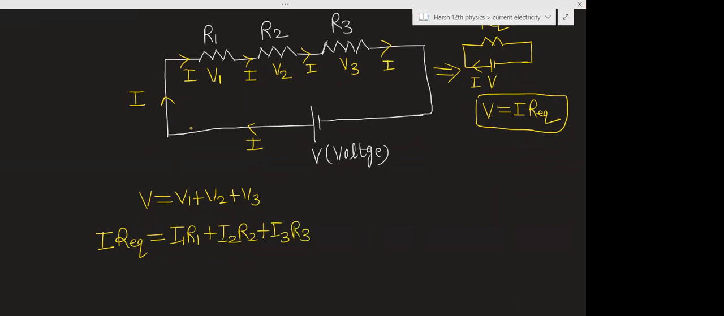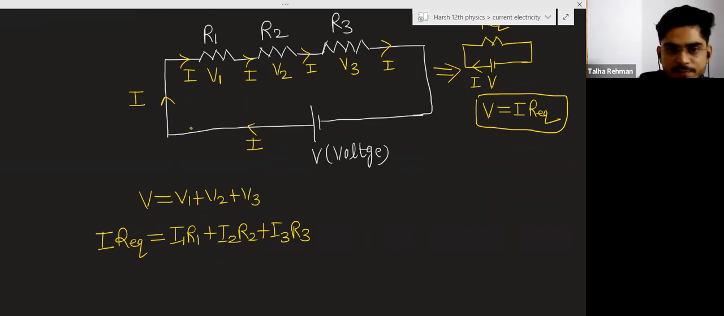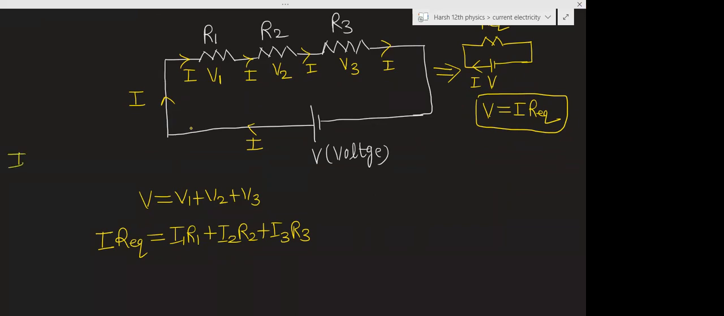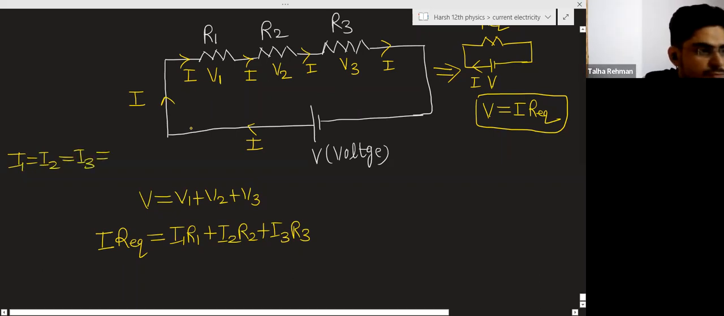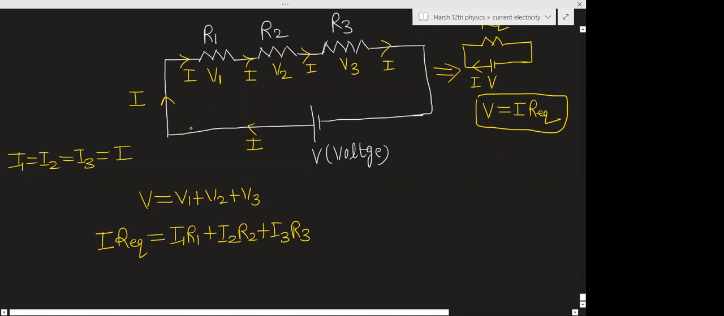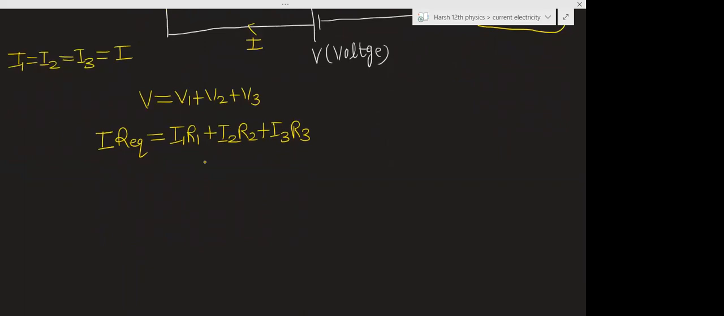We know that I1, I2, I3 all are same, and that is equal to I. So it will be R1 plus R2 plus R3.